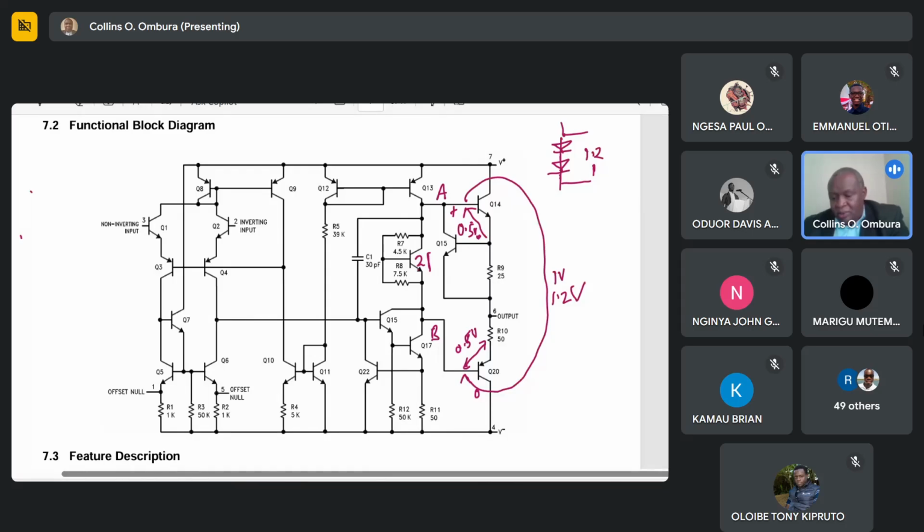Oh, my pen is not working. My pen has gotten discharged, so I'll give it a few seconds to charge. Okay, but then maybe we can do it mentally. You people can do it mentally.